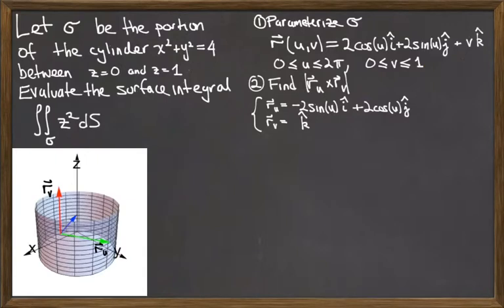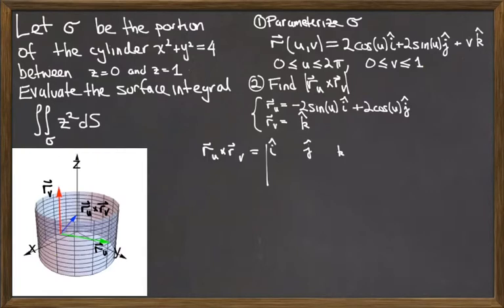Their cross product, if I take ru cross rv, will be normal to the surface, and in this case, because of the order that I just said, it will go into the cylinder according to the right-hand rule. So that will be ru cross rv. You can compute that cross product.